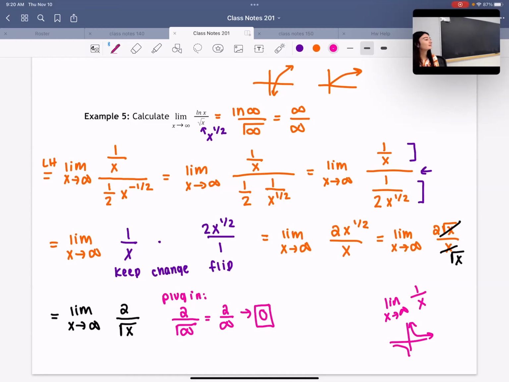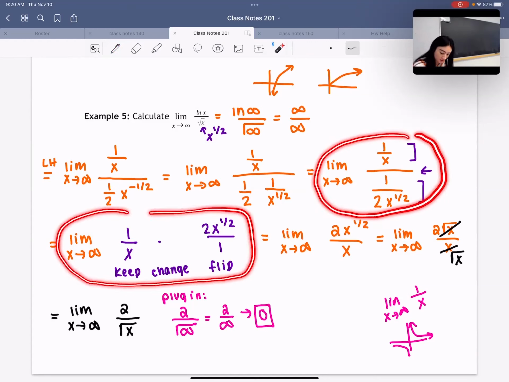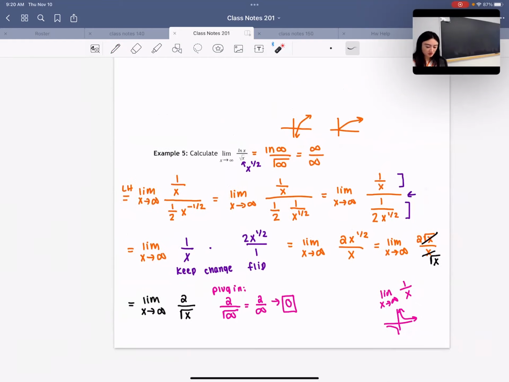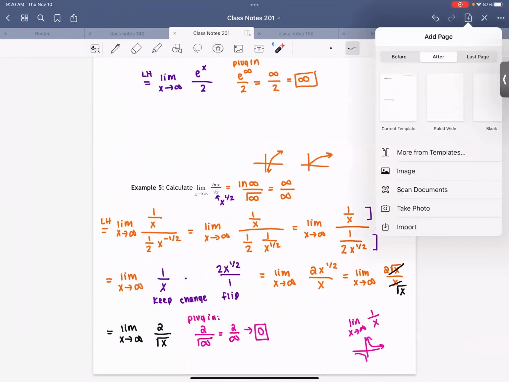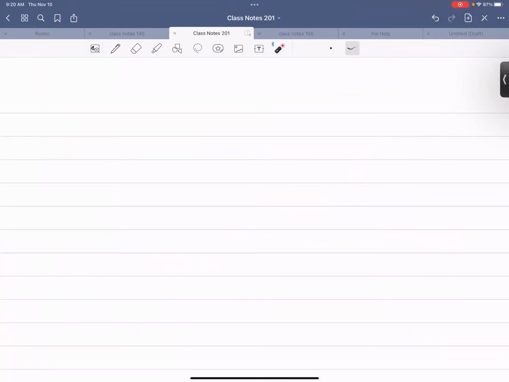Yeah. Can you go back to when it goes from 1 over x over 1 over 2 x to the 1/2? Yeah, so how we went from here to here? Yeah, basically most of that line. Yeah, so I know it's kind of confusing with variables. Let me show you what to do if it's just regular numbers. I feel like that's a little bit easier to understand.